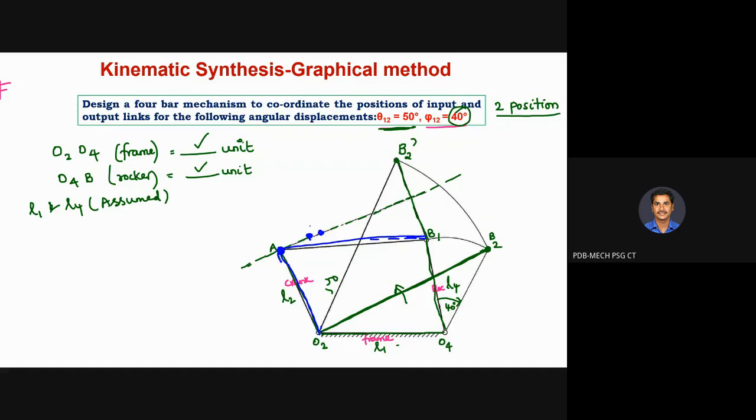So here we assumed a lot of things because we don't have any dimensions, nothing specified, only θ12, with θ1 as 50 degree and φ1 as 40 degree. That is all that is given, and with that we need to proceed. That's why there are a lot of assumptions. We assumed O2 O4 for the frame and O4B for the rocker. Then along the mid normal we assume A somewhere and fix it. After fixing, we connect AB1 and AO2 in order to get the crank and coupler.